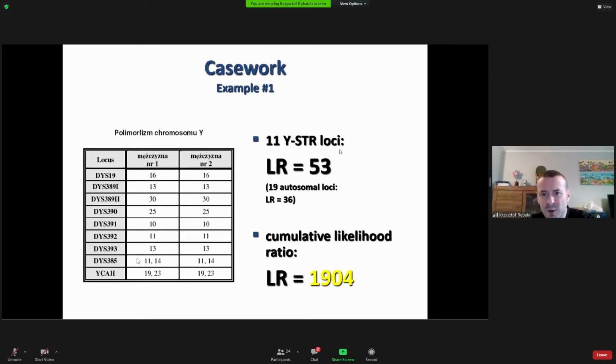The likelihood ratio for the Y chromosome was even higher than for the autosomal markers, even though fewer Y-STR loci were tested. This is because of the informativeness of the Y chromosome in this case: these two men must have identical Y chromosomes if they are related in the paternal lineage. And the cumulative likelihood ratio was already almost 2000, so much better.